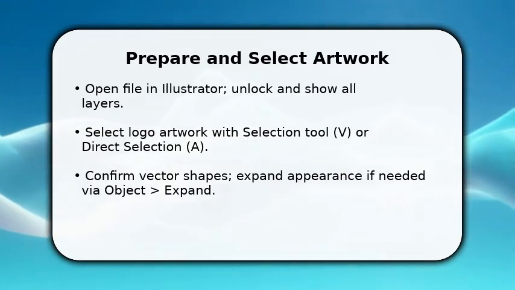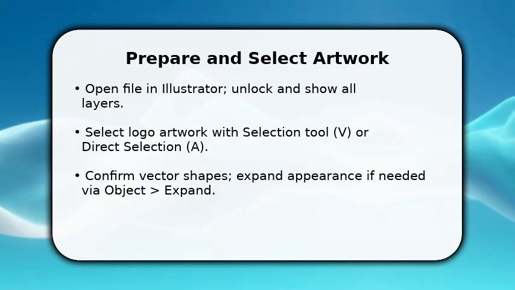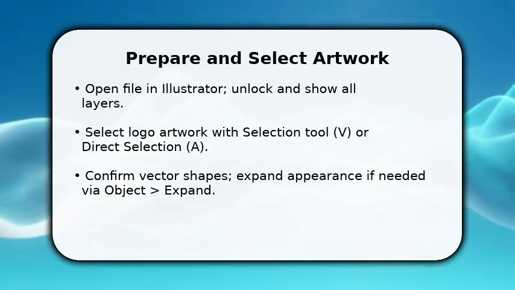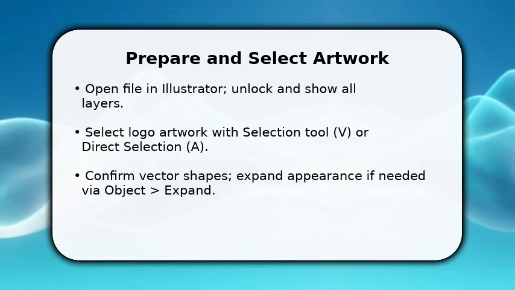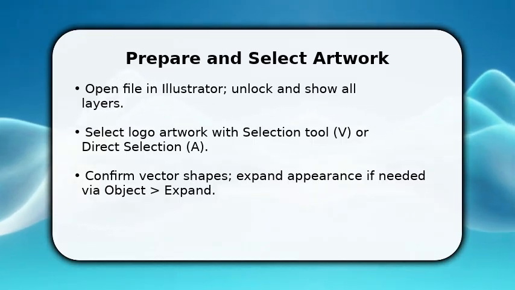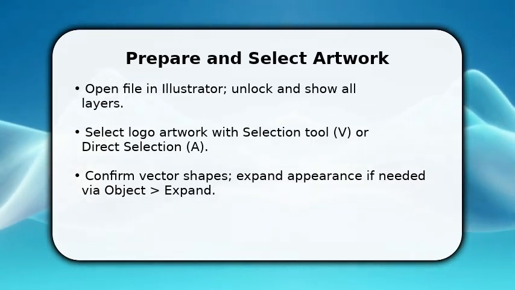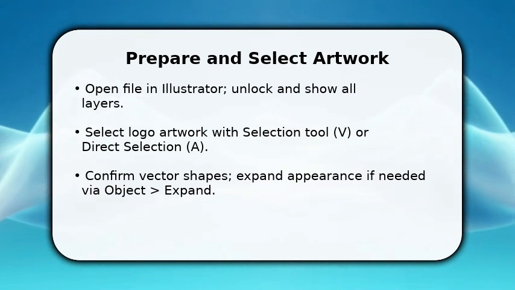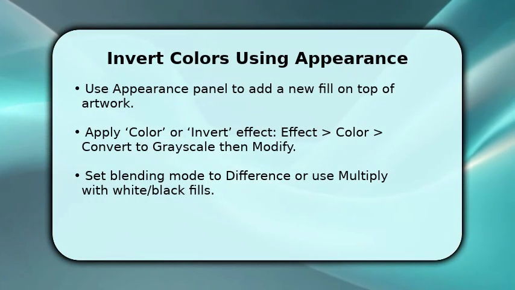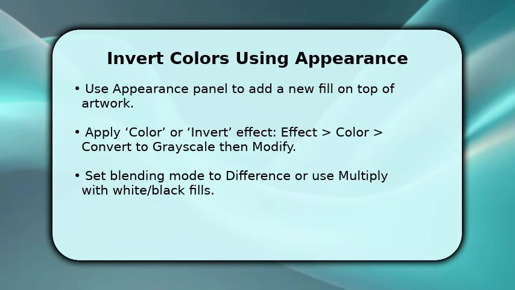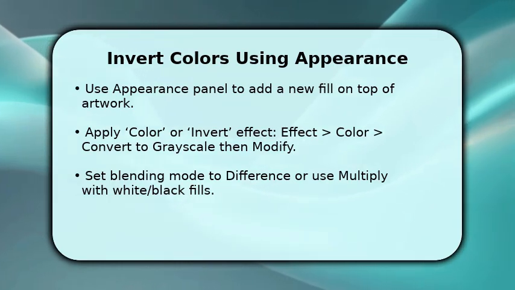Make sure there's a visible background or artboard color to preview inversion against. If not, create a temporary rectangle behind the artwork to judge contrast. Now invert the visible colors via the Appearance panel. Add a new fill above the original fills so you don't destroy the artwork. Convert the new fill to the inverse by applying a color operation.